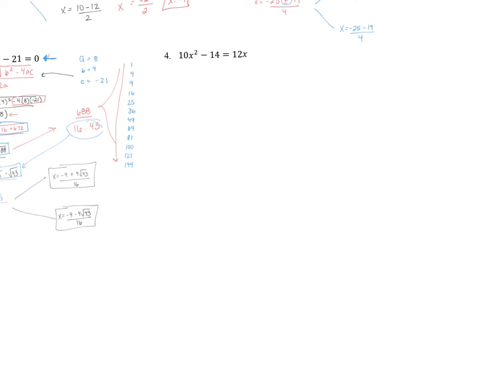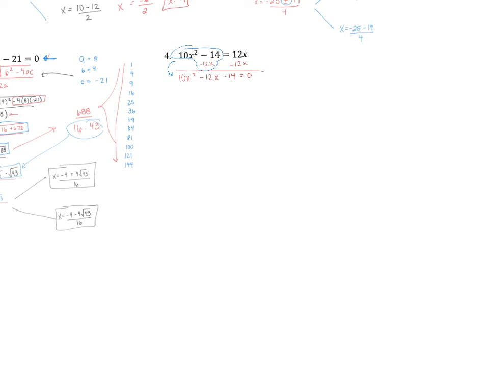So, this is not in standard form, so the first thing I need to do is get this into standard form and set equal to 0. So, I am going to subtract 12x from both sides, okay? And I am left with 10x squared minus 12x minus 14 equals 0. Now notice none of these terms here are like terms, so I'm just going to write it in a row, okay? So now I am in standard form, and this is set equal to 0. So step 1 is complete.